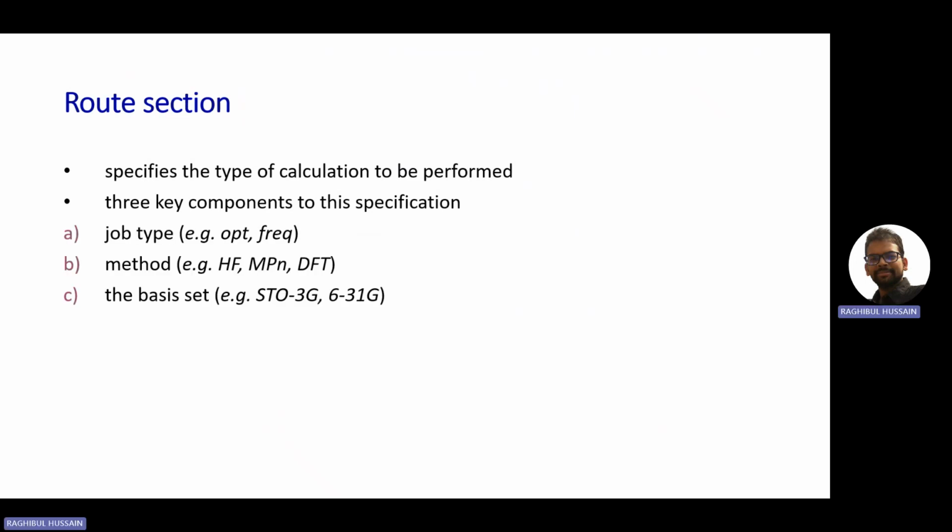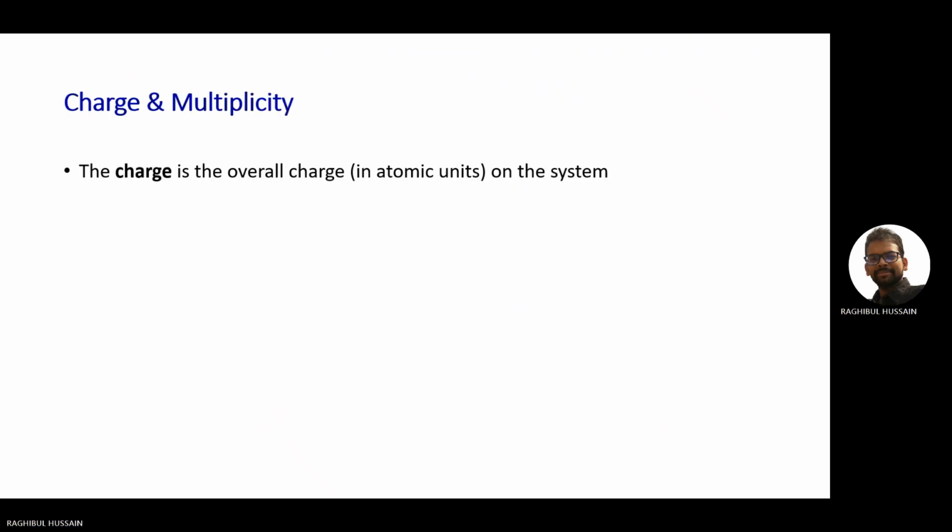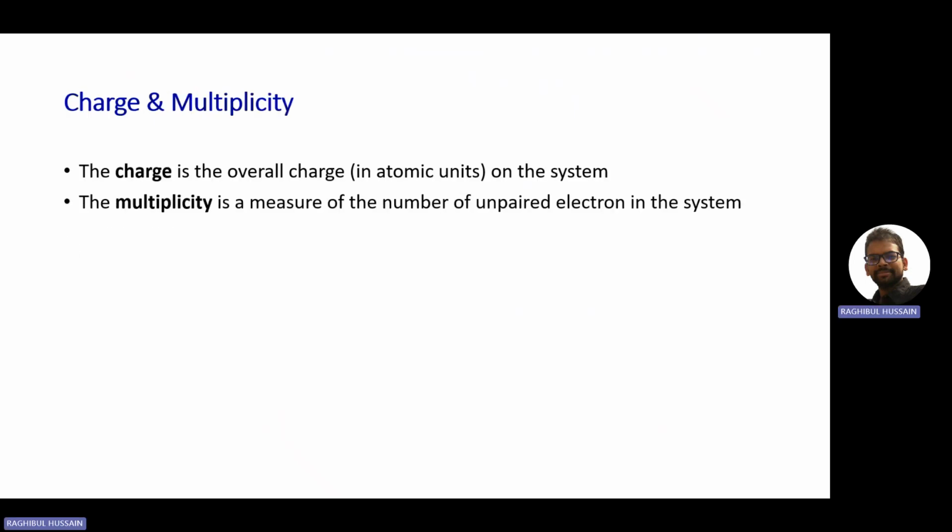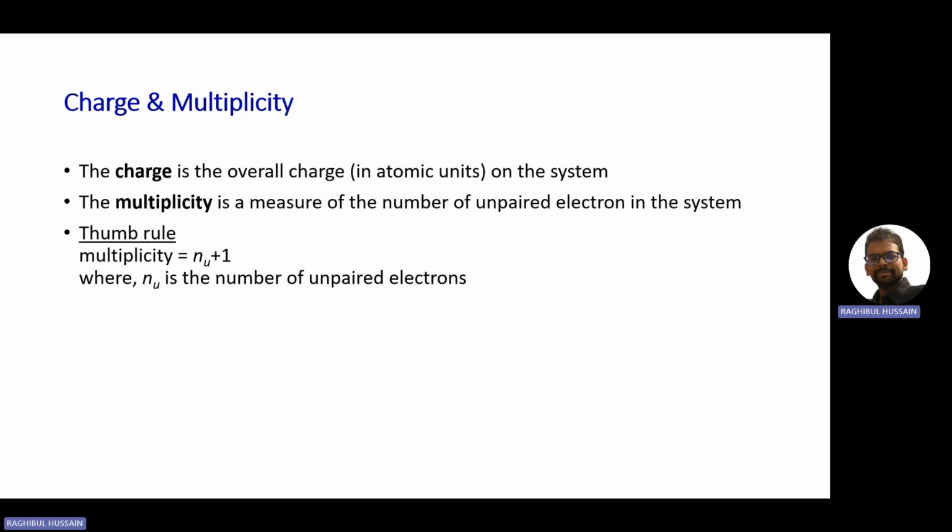The route section has the type of calculation. You can write the job type, whether you want to do an optimization or a frequency calculation, or the method you want to apply: Hartree-Fock, MP2 or MP3 type of calculation, or DFT calculation, then the basis set. The charge is the overall charge of the system. Multiplicity is the measure of the number of unpaired electrons in the system. So the rule of thumb is the number of unpaired electrons plus 1.